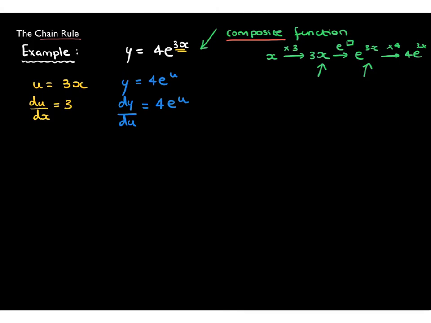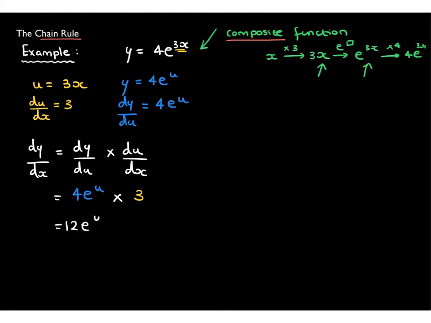Now, the chain rule then tells us that dy by dx is equal to dy by du multiplied by du by dx. Now, we know that dy by du is 4e to the u. You can see that in blue. We then need to multiply by du by dx, which is 3. And this then gives us 12e to the u. But of course, to finish this, we need to replace u with what it is in terms of x. So the final answer, 12e to the 3x.